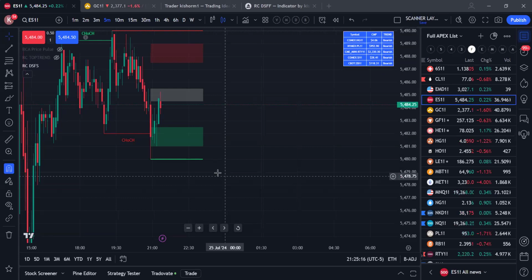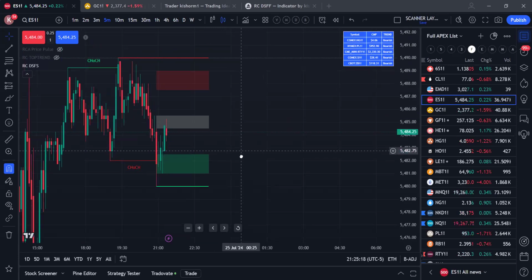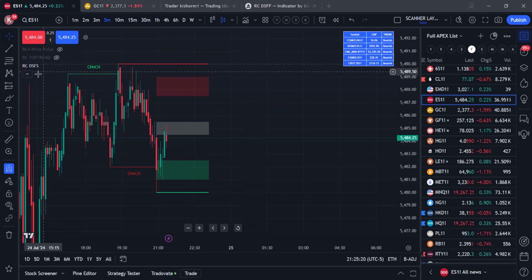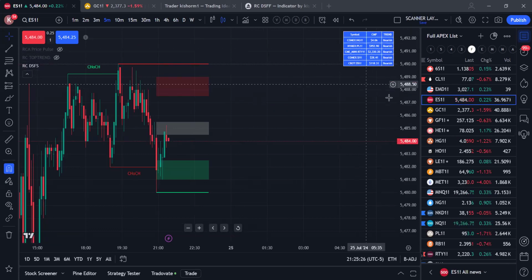Anyone has any other questions? So I already published the latest code. You have to just delete it and add it back, the RCDSFS. Then you will see it.